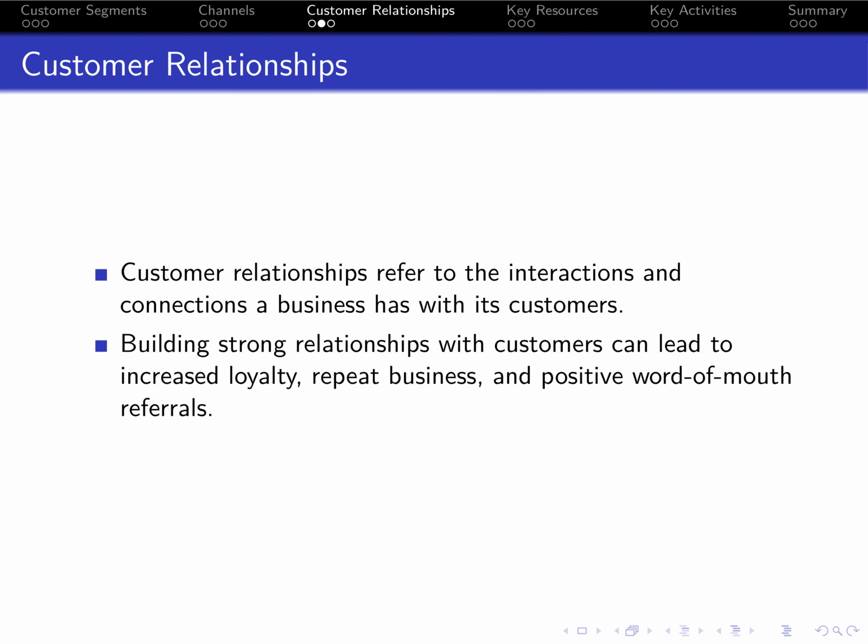Building strong customer relationships is crucial for businesses as it can result in increased loyalty, repeat business, and positive word-of-mouth referrals. For instance, companies that prioritize customer relationships by offering excellent customer service and personalized experiences are more likely to retain customers in the long run. This leads to customers choosing to do business with the company again and recommending it to others, ultimately driving growth and success.